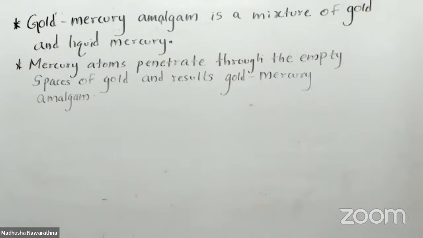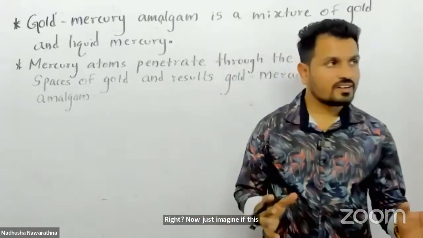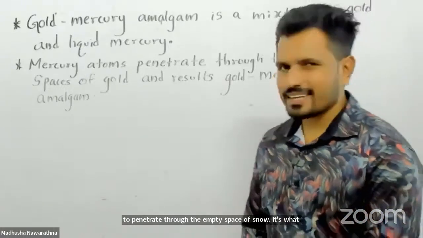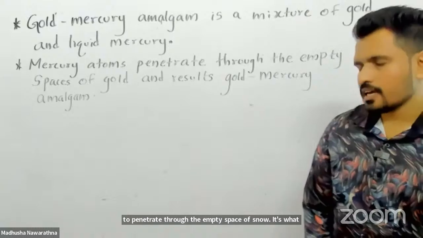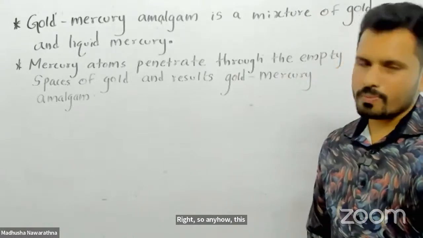We'll start. Right, now mercury atoms penetrate through the empty spaces of gold and result in gold mercury amalgam. For this to happen, there are some small requirements. Just imagine if these mercury atoms were very huge, what would happen? Then it's not possible to penetrate through the empty spaces, right? It won't happen. Anyhow, this results in the gold mercury amalgam.